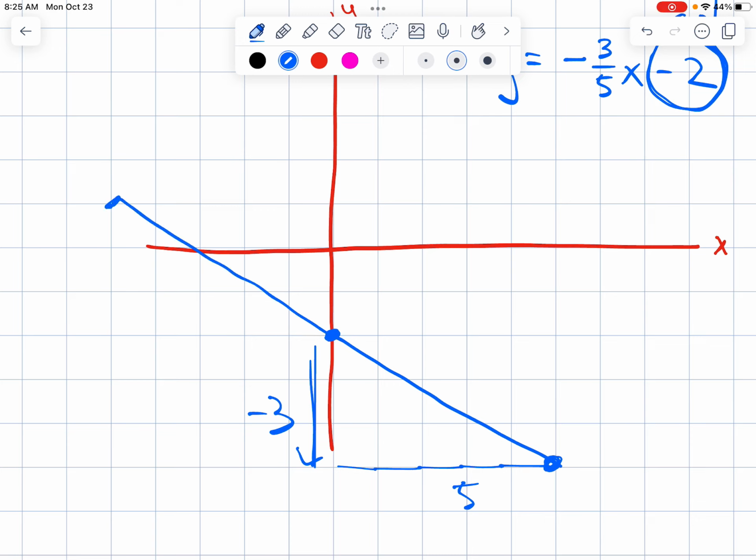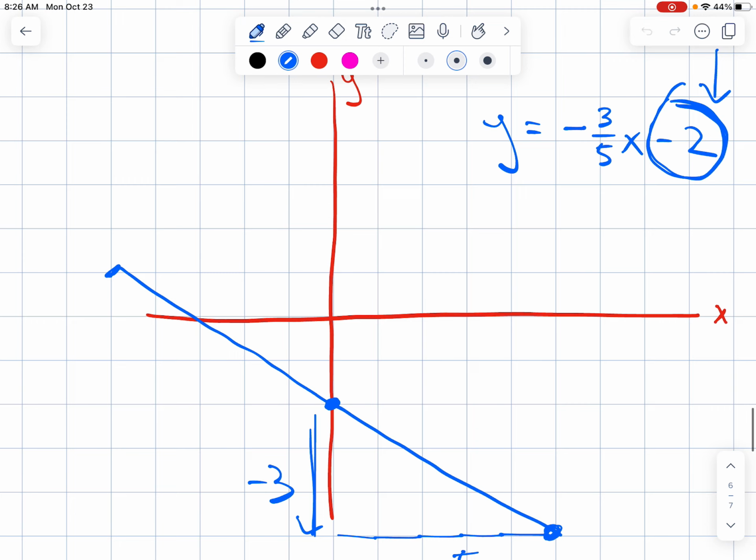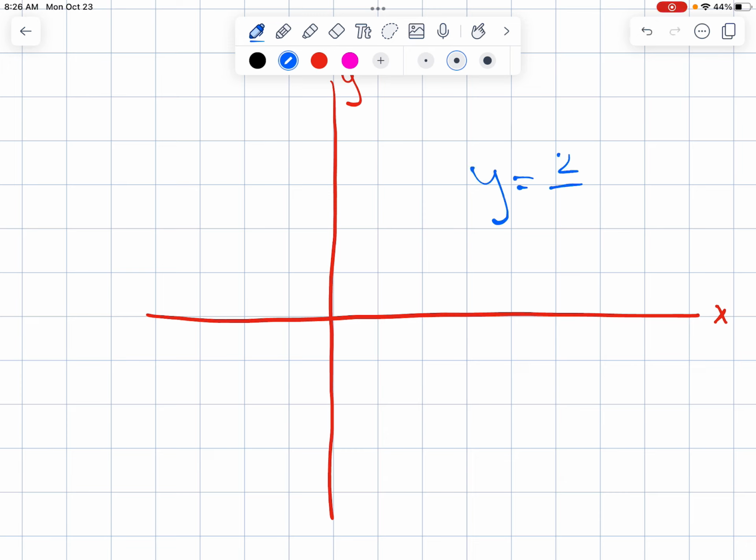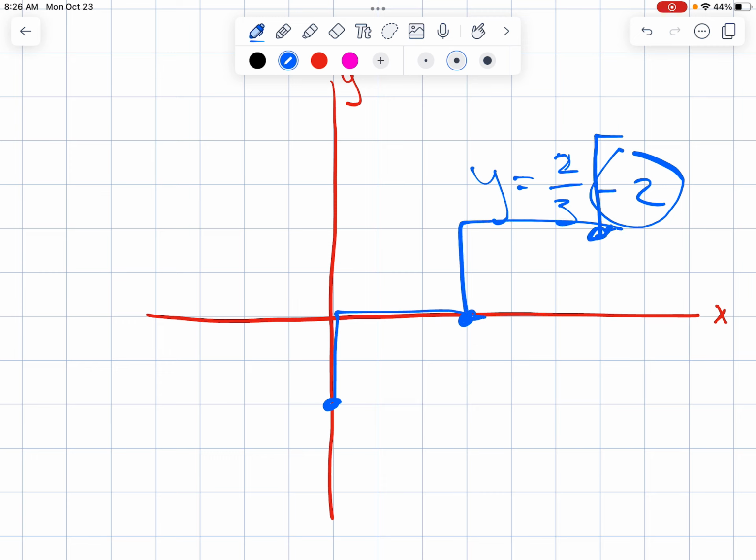Okay, let's do one more here real quick. Let's do y equals 2/3 x minus 2. So we're going to always start here, -2. We're going to go up 2 over 3, up 2 over 3, up 2 over 3, and then connect those dots, and that's your line.